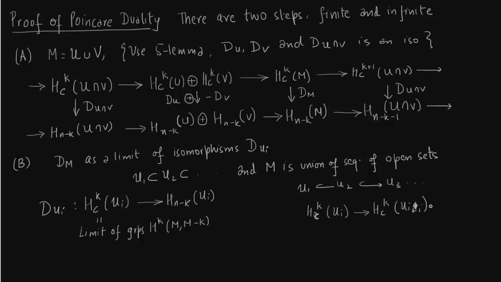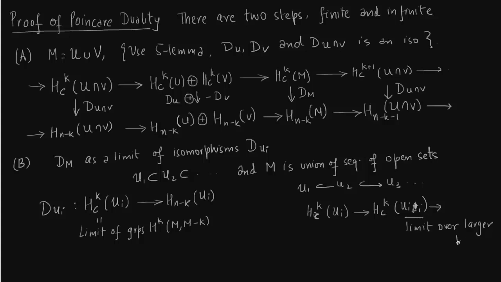HCKUI, HCKUI plus 1 and so on. This is a completely separate process I'm going to write. Now since you have this homomorphism between these cohomology groups HC, which come from the directed sets U1 contained in U2 contained in U3, you can take the limit over them.